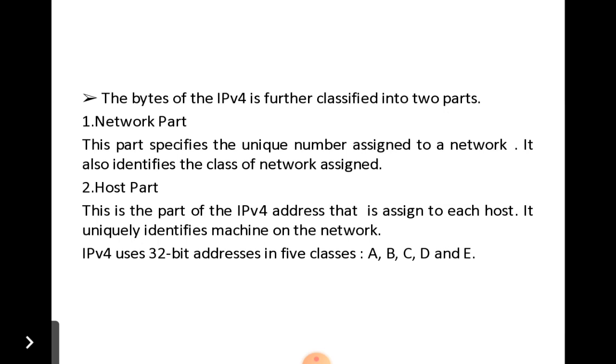IPv4 addresses use 32-bit addresses in 5 types of classes. The classes defined are class A, B, C, D or E. I will discuss these classes later in another slide.